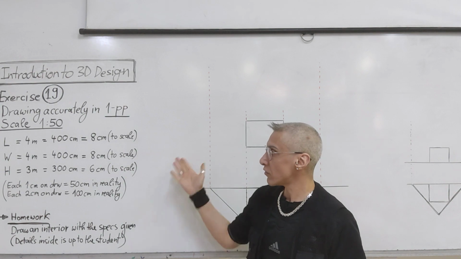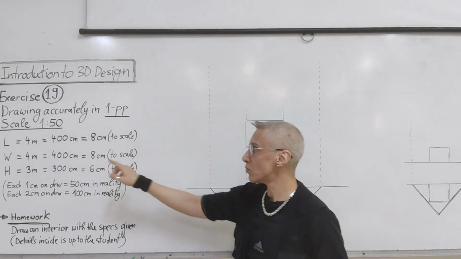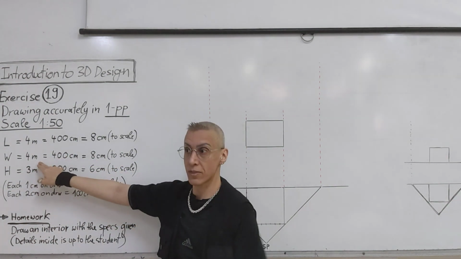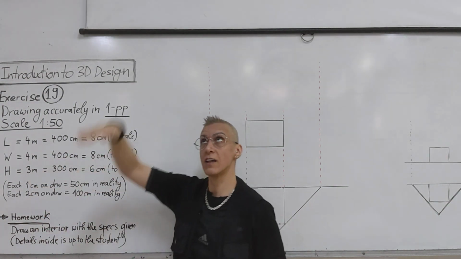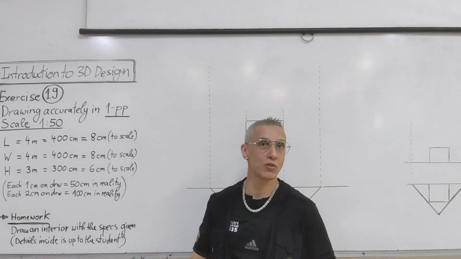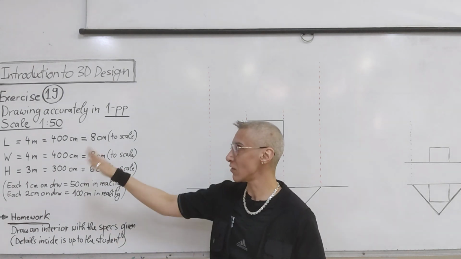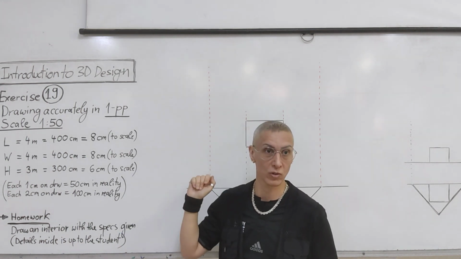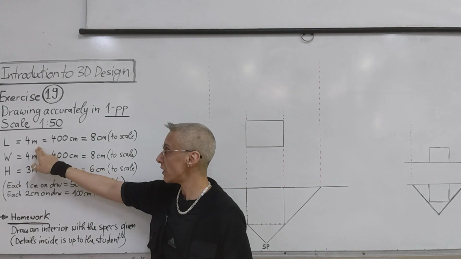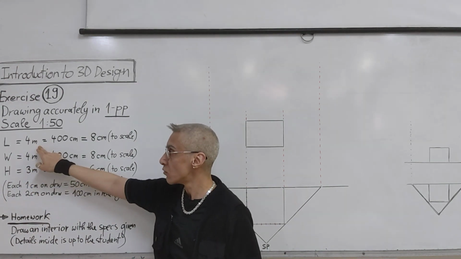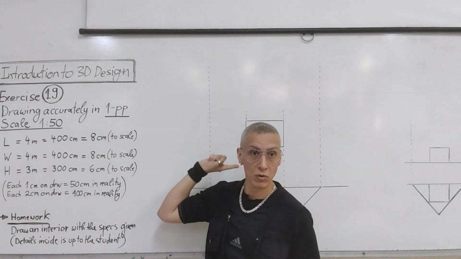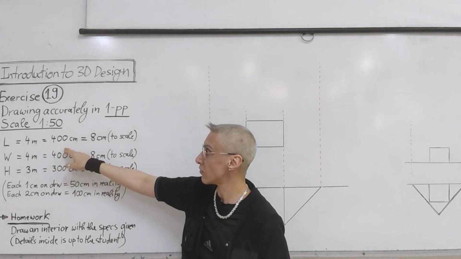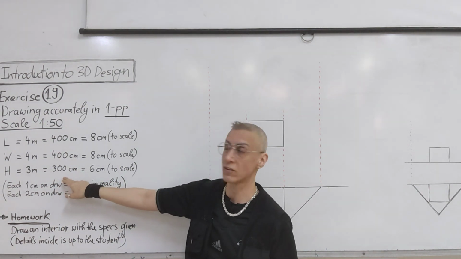So for this example, I will choose a room that has length 4 meters, width 4 meters, and height 3 meters. Now, of course, it depends on what you are drawing. This can change every time, but this is just to show you how to draw using this method, okay? So, we have length, width, and height. If we have 4 meters, because we are using centimeters on the paper, we will transfer it to centimeters. This is 400 centimeters, 400, and 300.